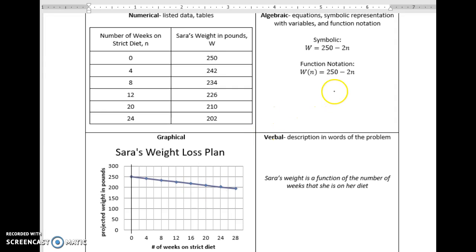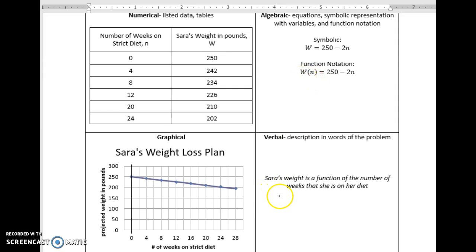And then we can write a function notation, so 250 minus 2n equals the weight. And since this, again, is covariation representing a relationship between the number of weeks and the weight, or actually the weight that she is in pounds, for whatever week we want to put in, we can find out what weight Sarah is.